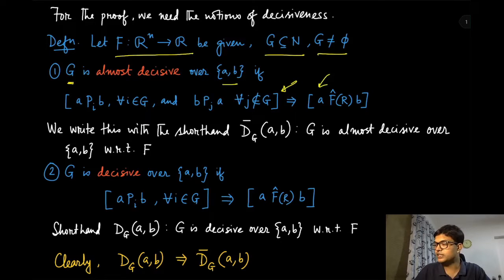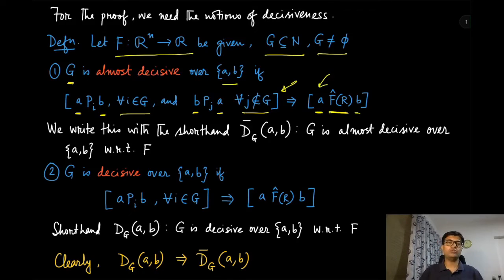So what is it saying? It is saying that for all those agents which are in that group, the almost decisive group, A is strictly preferred to B. And for all the agents which are not in that almost decisive group, B is strictly above A. So if this happens, then immediately the conclusion is that in the final outcome of this Arrowian social welfare function, A should be strictly above B. So that is what it means.